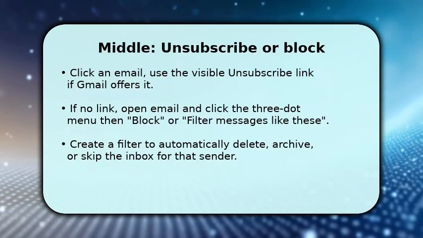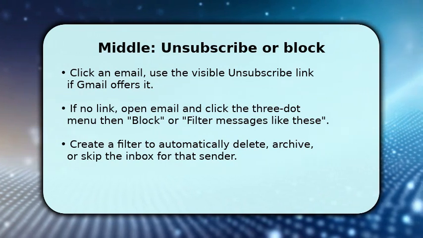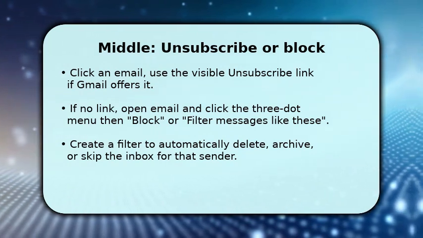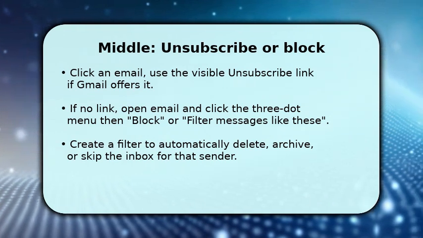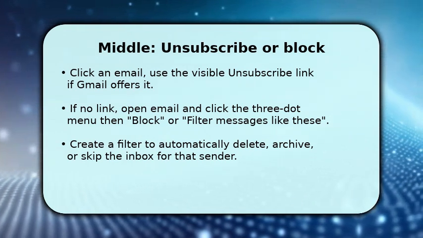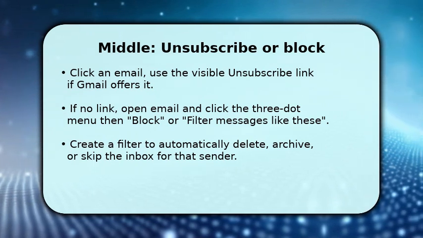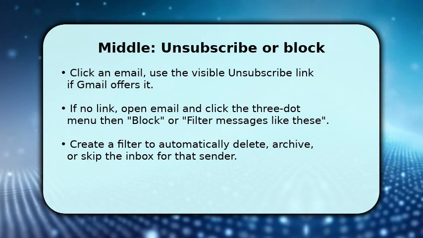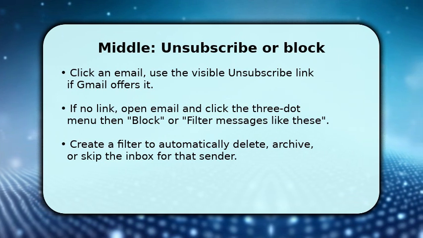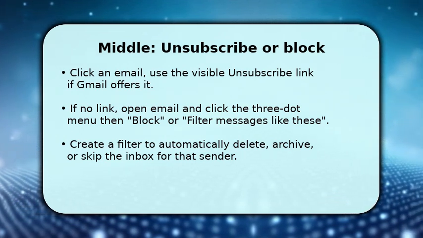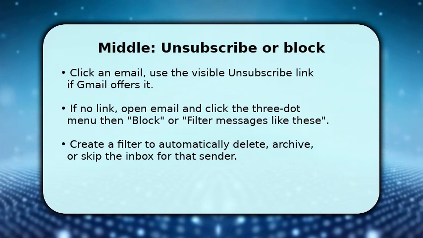Next, you act on those grouped emails. Use Gmail's visible unsubscribe when available to stop lists legitimately. If Gmail doesn't show that, open a message and use the three-dot menu to block the sender or choose filter messages like these. When creating a filter, decide: delete forever for spammy sites, skip the inbox, and apply a label for record keeping or archive. These filters run automatically, which prevents future clutter and removes the need to manually manage each incoming message.